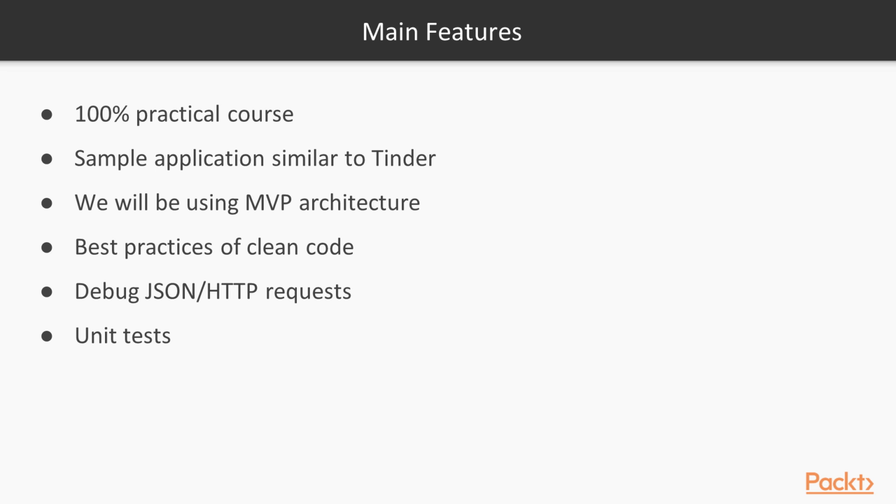So these are the main features of this course. It is 100% practical, so we'll be coding all the time. We're going to create a simple application that is similar to Tinder. We'll be using the MVP architecture, model view presenter, so by the end of the course you will have a good knowledge about this architecture.